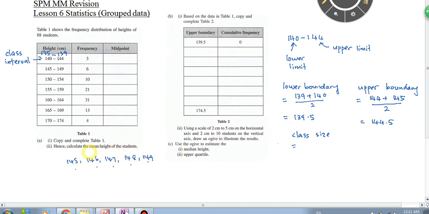But actually we don't have to write down all the values like this to get the size of the class interval. We can just take the upper boundary 144.5 minus the lower boundary 139.5, and we'll get 5 also. So the class size for this set of data is actually 5.